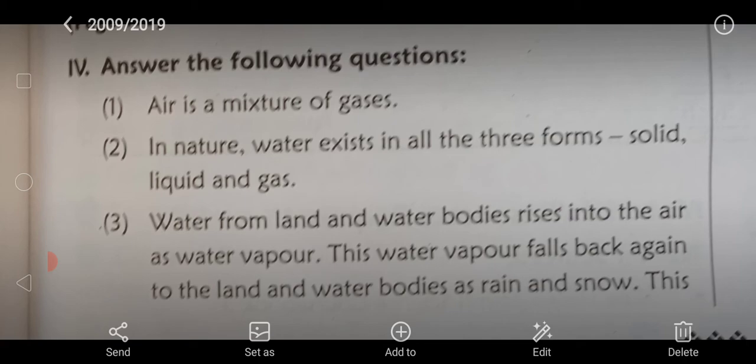Dash, solid, comma, liquid, L-I-Q-U-I-D, liquid, and gas. Your question answer has finished, and today's work is to complete the question answer in your notebook and send to me in your group.